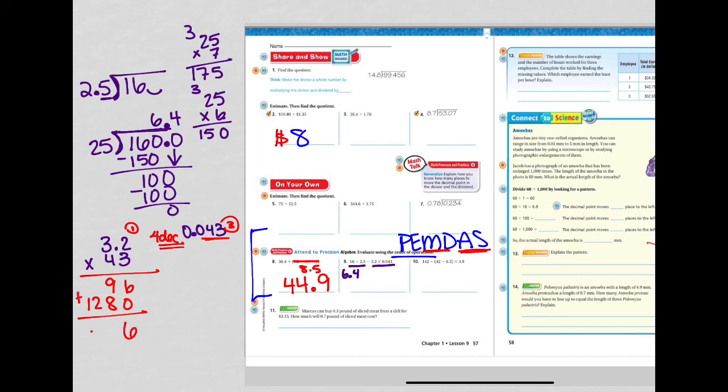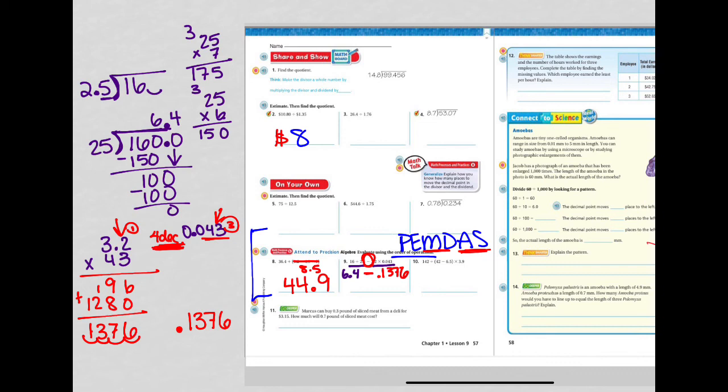6 plus 0 is 6. 9 plus 8 is 17. 1 plus 2 is 3. And 1. And now I remember that I have 4 decimal spots here because of this number I had 3. This one I had 1. So I'm going to move this 1, 2, 3, 4. So I'm going to have 0.1376. Now, this little subtraction symbol goes down there.